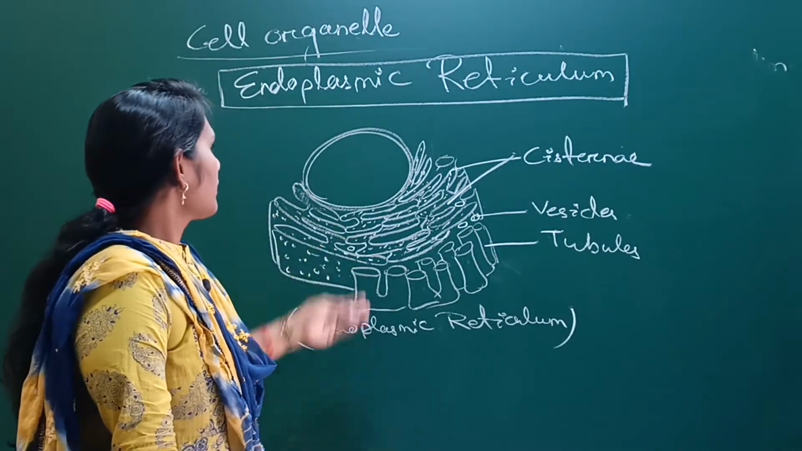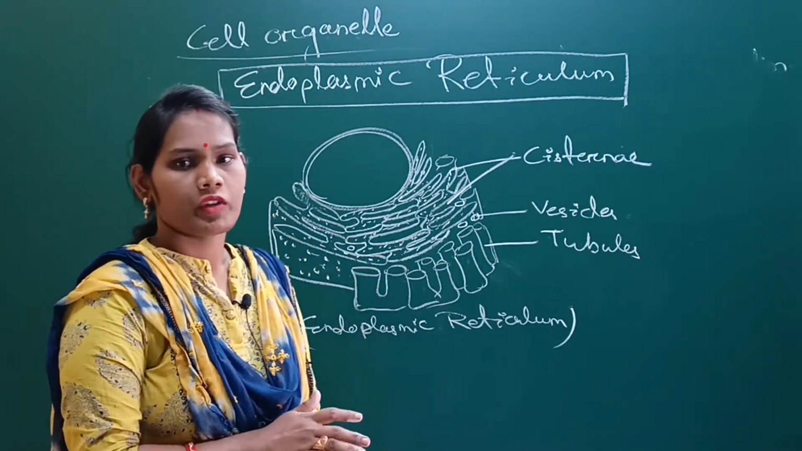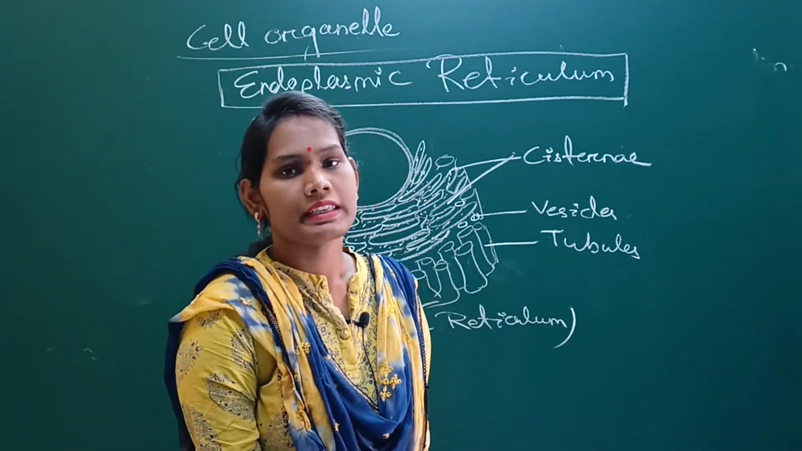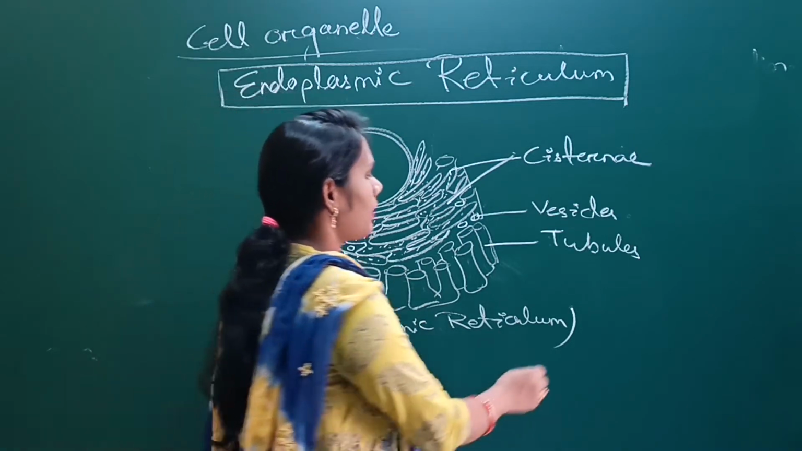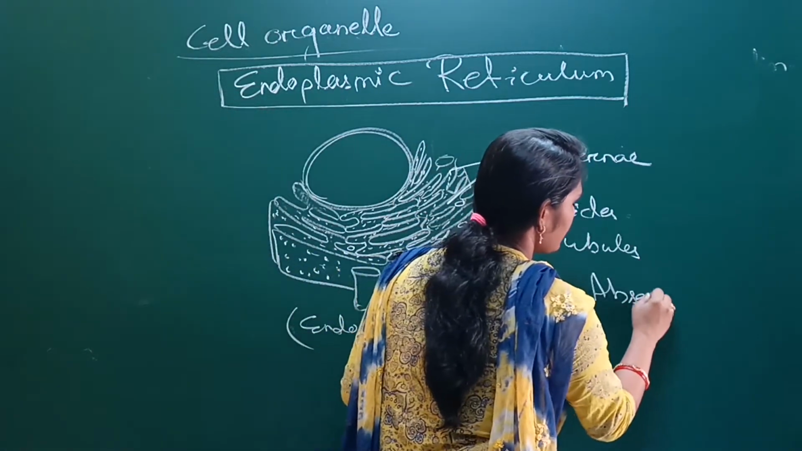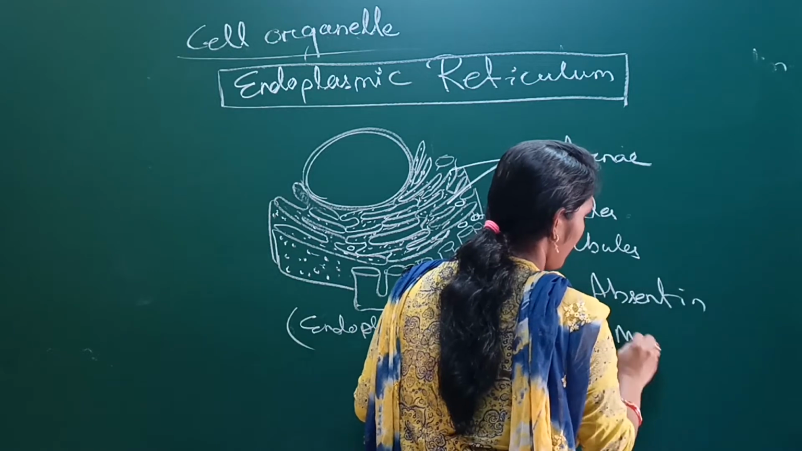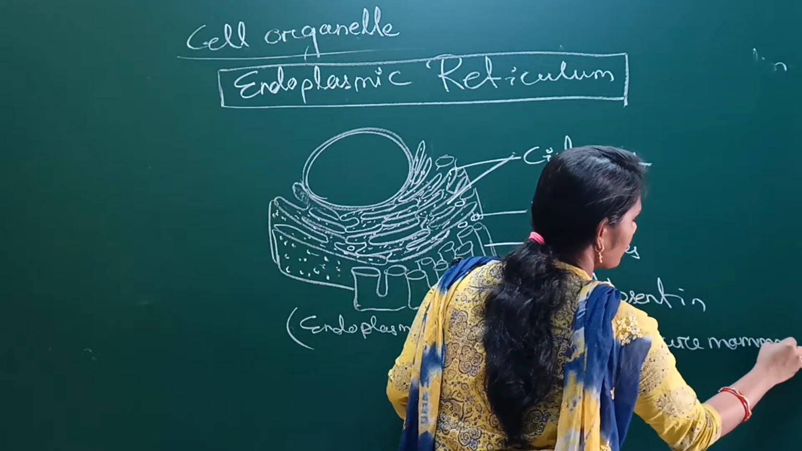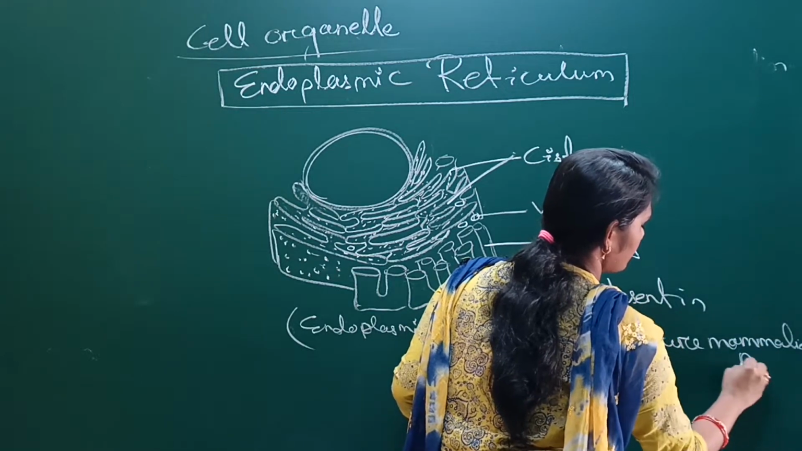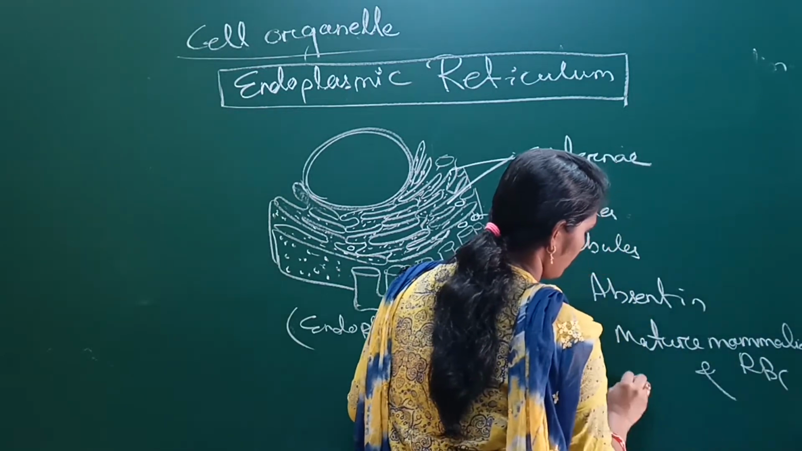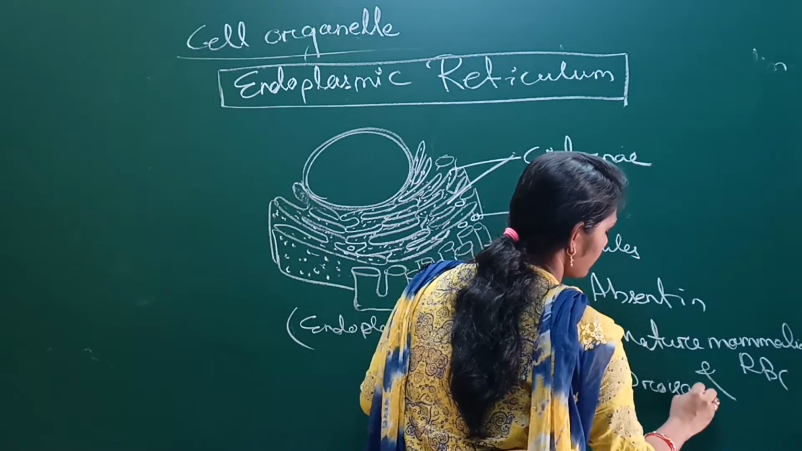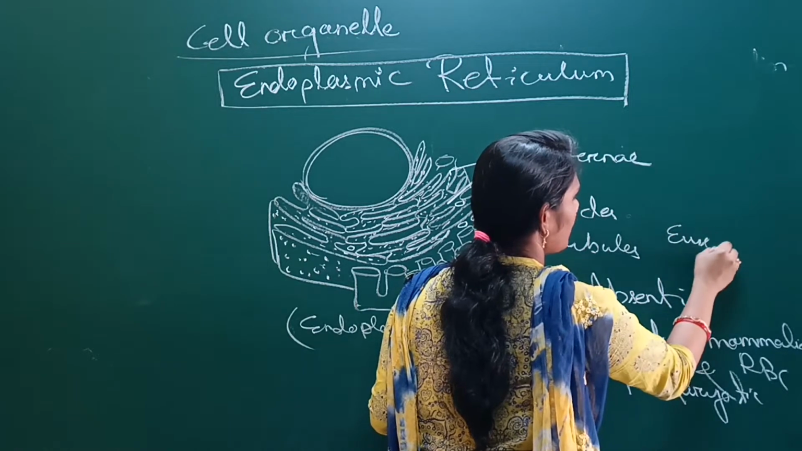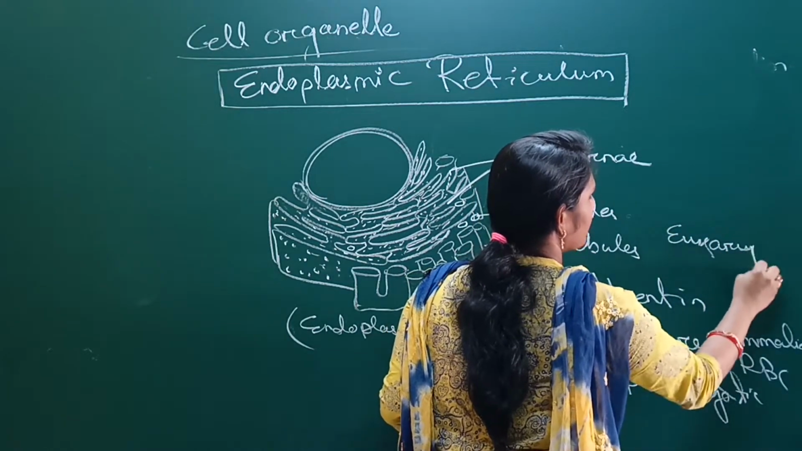So this is the structure of endoplasmic reticulum. Okay, endoplasmic reticulum is found in all eukaryotic cells, but it is absent in mature mammalian RBC. It is absent in mature mammalian RBC and also in all prokaryotic cells. Okay, but it is found in all eukaryotic cells.